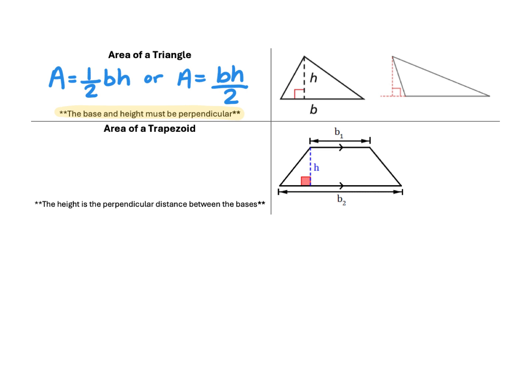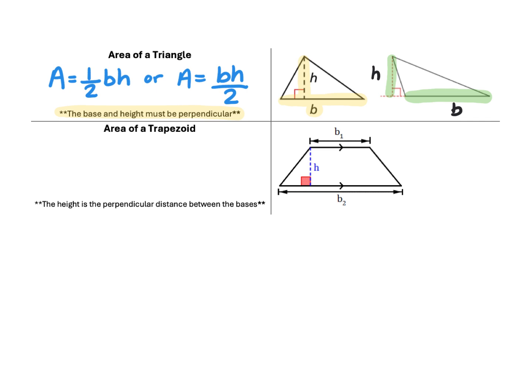So in this first picture here, I have my base and I have my height, and notice they form a 90-degree angle. In the second picture here, we have the base here and the height would be there. That way they form that 90-degree angle.